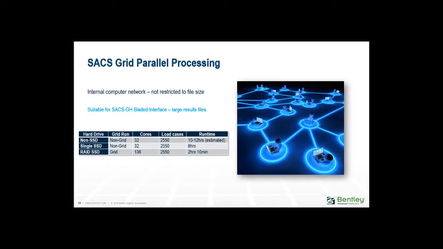We also provide parallel processing capabilities using a computer network in your organization. So if you have 50 computers in your organization, we can access those and run in parallel using all those computers. This is really useful for the SACS GH-Bladed interface because it has large results files, so we're not restricted here by the file size. Again, we did some benchmarks here, and it turns out the solid-state drives actually give you better performance.